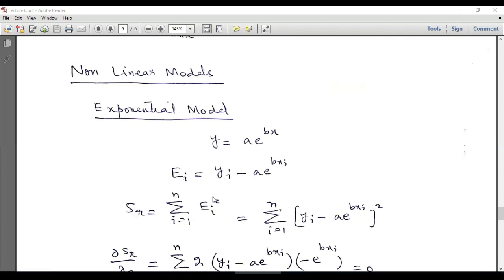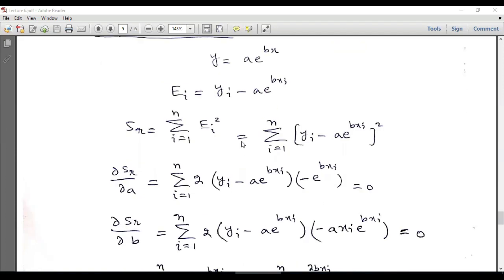So these residues will be squared and added for all the data points. So SR equal to summation i equal to 1 to n ei square, and it is equal to summation i equal to 1 to n of the square of this expression. And we have to first take the derivative of this expression with respect to a, and we have to take the derivative of this sum of the errors with respect to b and equate them to 0 to calculate the minima of this summation.